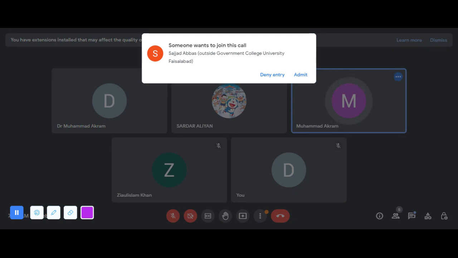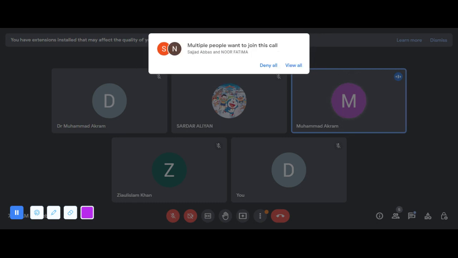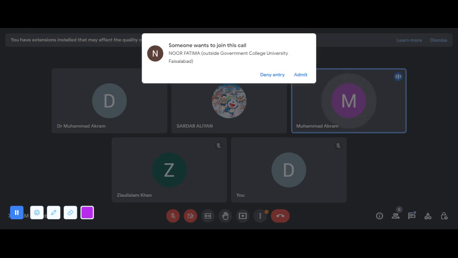Protein turnover. The total amount of protein in the body is constant because of the protein turnover. For example, the rate of protein synthesis is equal to the rate of protein degradation.